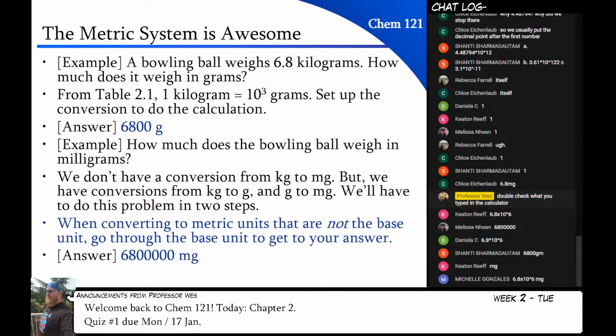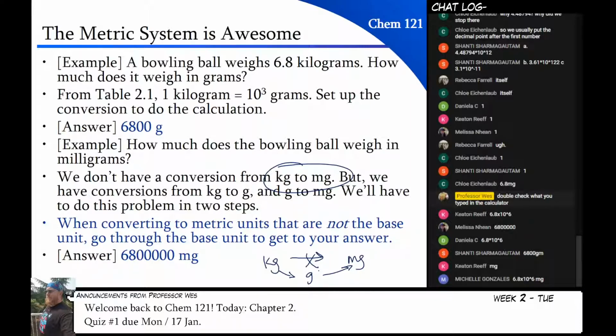All right. Now, what my slides are talking about here is that there is no conversion to go directly from kilograms to milligrams, and there is not. So you cannot do this. This is not a conversion that we have on the chart. We only have a conversion that goes through grams. So you do have to do the gram intermediary step each time. So make sure that you do it.